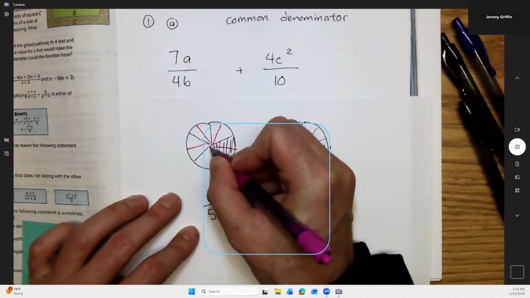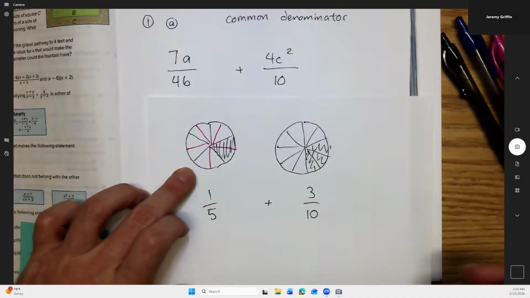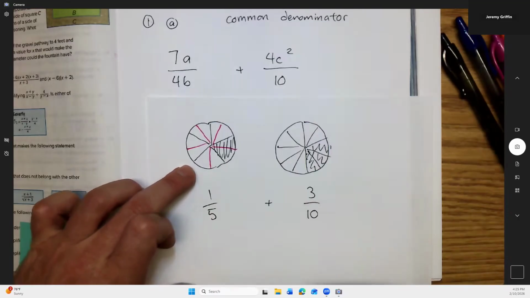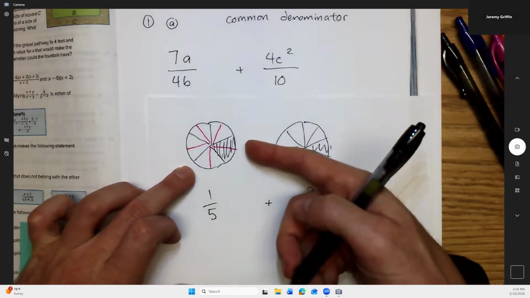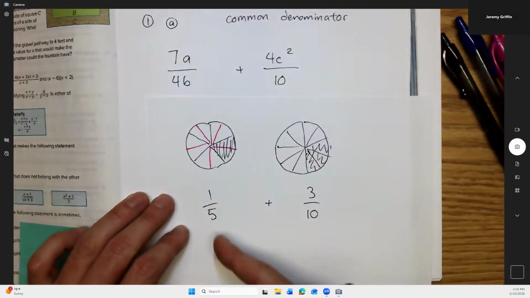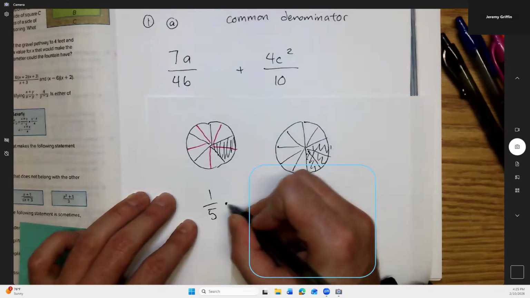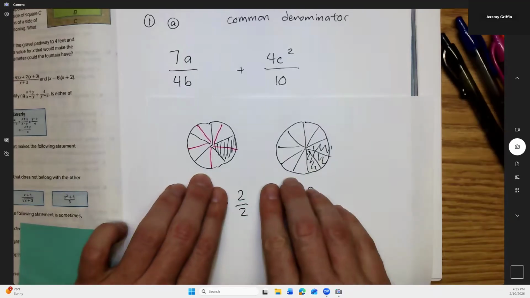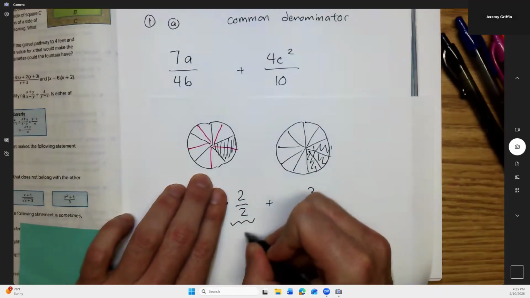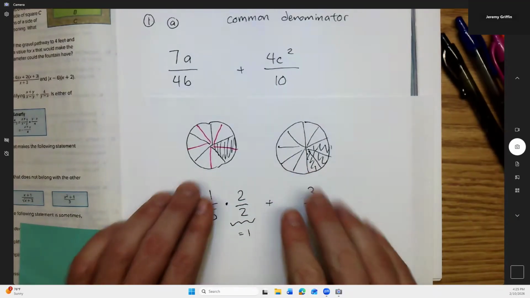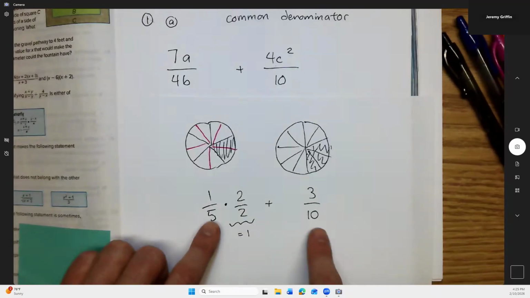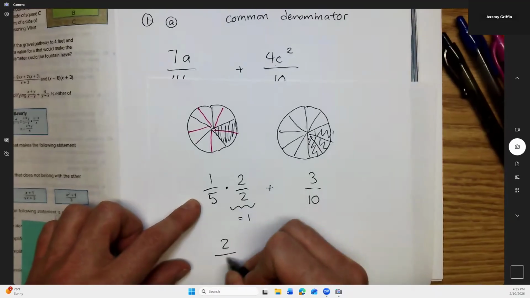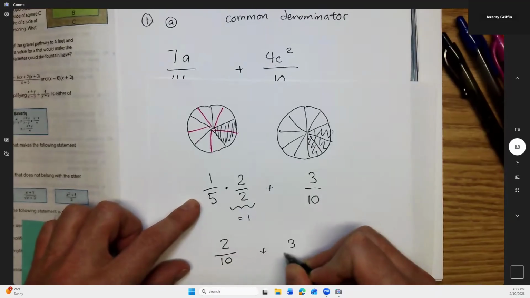What if you had sliced this pizza originally into 10? I know we did five slices, but what if I slice each of those in half? Well, really, I have two tenth slices. That's really what this is. So if I multiply by 2 over 2, the fact that this is equal to 1 means I'm not really changing anything. What I am doing is manipulating the denominator. So that works out to be 2 tenths plus 3 tenths.